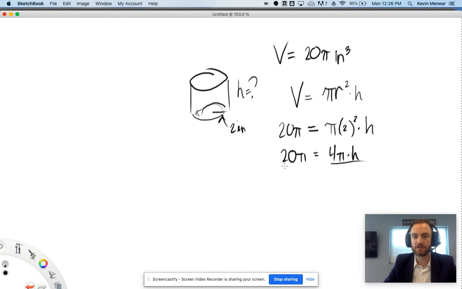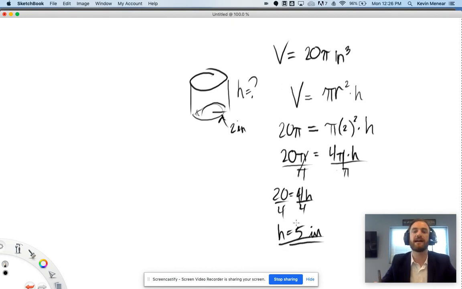Well, let's go ahead and get rid of some terms. The first thing I can get rid of is my pi, right? I've got a pi on both sides, so I can get rid of that. And I get 20 equals 4 times h. Well, now I can divide both sides by 4, and I get h equals 5. Sweet. 5 inches. I figured it out.